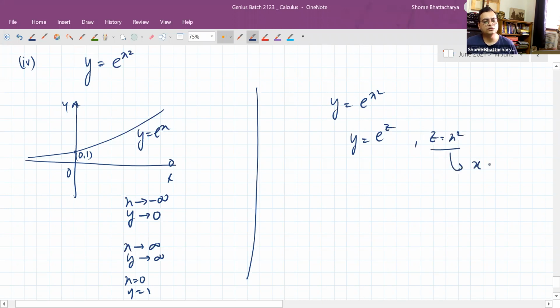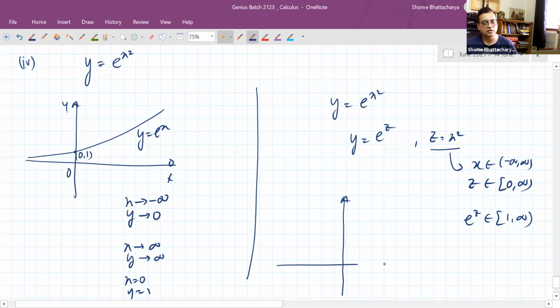So for all values of x, z is this. So what about e raised power z? E raised power z will only go from 1 to infinity. Because it's like this part of the graph, so the graph of the function will obviously be like this. This is what we call an even function. The function's value at some -x is equal to the function's value at x.